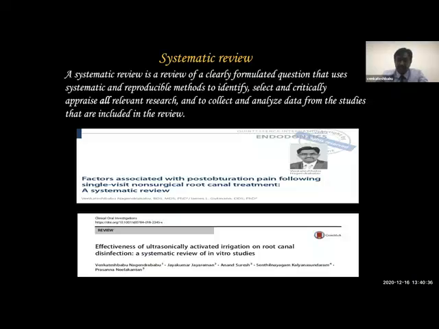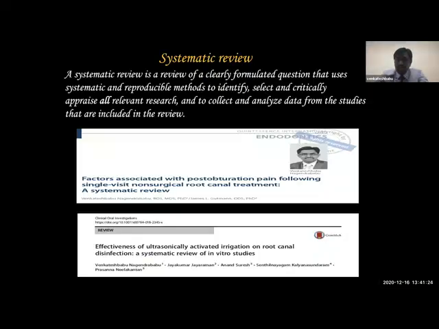If you see this definition, the first keyword to capture is formulated question. That's why most systematic reviews say the first important step is your research question. The next is identify, select. It means the process involved in collecting your papers, which I will detail in the next couple of slides. Next is critical appraisal, which means the tools you use to assess the quality of included studies. That part will be dealt with by Dr. Saju after my presentation. So this is what a systematic review means.